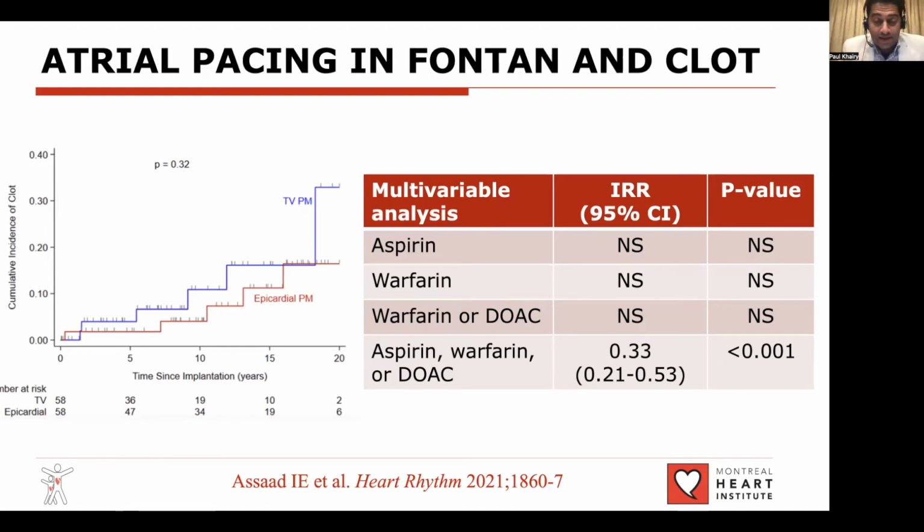So the leads in this Boston study were not placed in the systemic circulation. It was leads again in the Fontan circulation, but they specifically looked at the impact of aspirin or anticoagulants in terms of reducing this risk. In multivariable analyses, they found that aspirin had no detectable effect, warfarin had no detectable effect, warfarin or a DOAC combined, no detectable effect, but there did appear to be a reduction if you considered aspirin, warfarin, or DOAC. So again here, the notion that anticoagulants probably offer some protection.